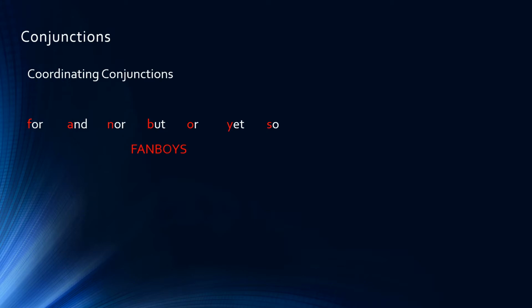Now, if you take the first letter of each of those words, you can come up with an acrostic that will help you remember the coordinating conjunctions. And that acrostic is FANBOYS. For, and, nor, but, or, yet, and so. So if you can remember FANBOYS as the acrostic, it will be a helpful tool to remember the 7 coordinating conjunctions.